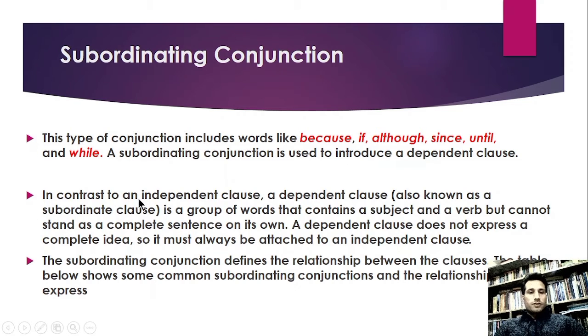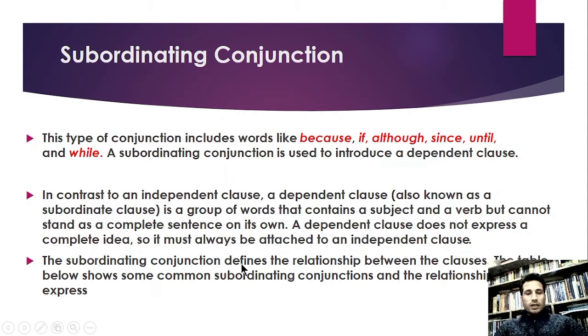Okay, in contrast to an independent clause, a dependent clause, also known as a subordinate clause, is a group of words that contains a subject and a verb but cannot stand as a complete sentence on its own. Remember that because of the subordinating conjunction, the dependent clause cannot stand by itself to give us complete meaning. So a dependent clause does not express a complete idea, so it must always be attached to an independent clause. Remember that a dependent clause is always followed by an independent clause to give us complete meaning.